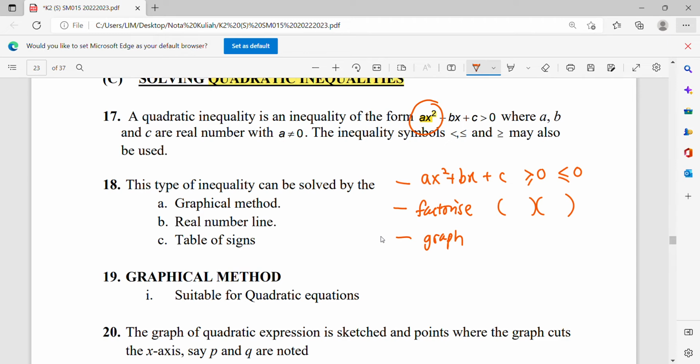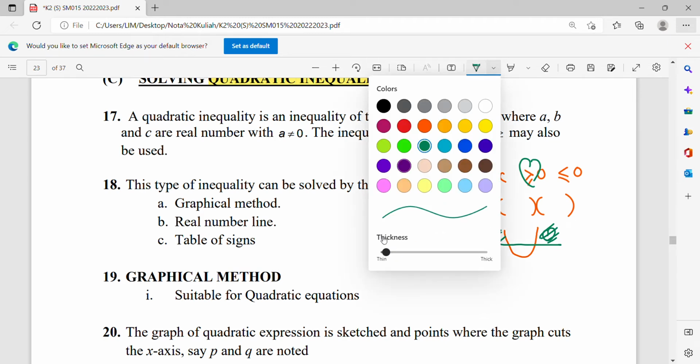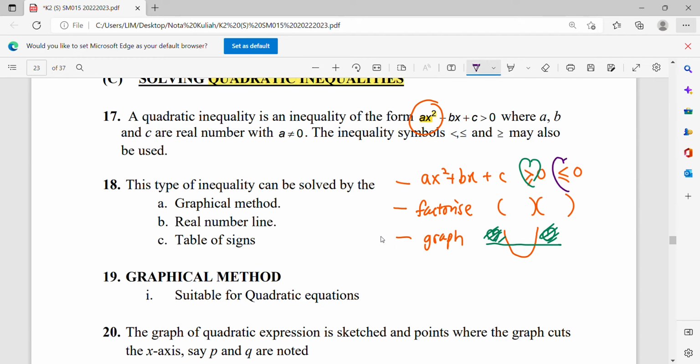Alright. So factorize, then you do your graph. So if you get greater than 0, it means it is above your x-axis, the positive part. The things above the x-axis are positive. If you have less than 0, it means negative. So negative will be below the x-axis. So this line is the x-axis actually. Then you can find your answer.